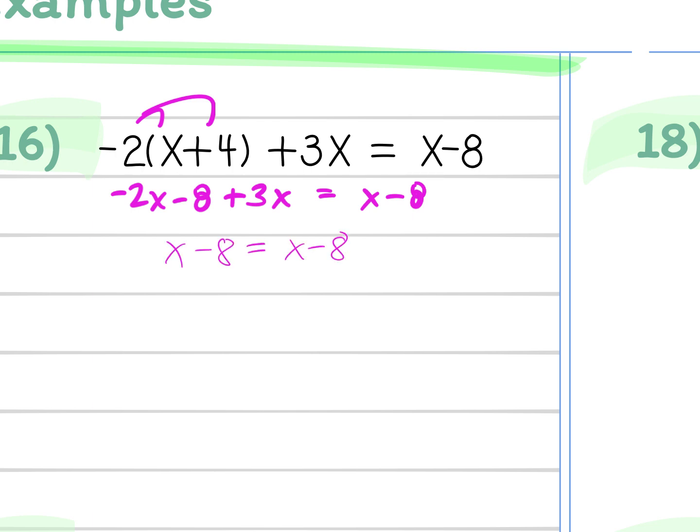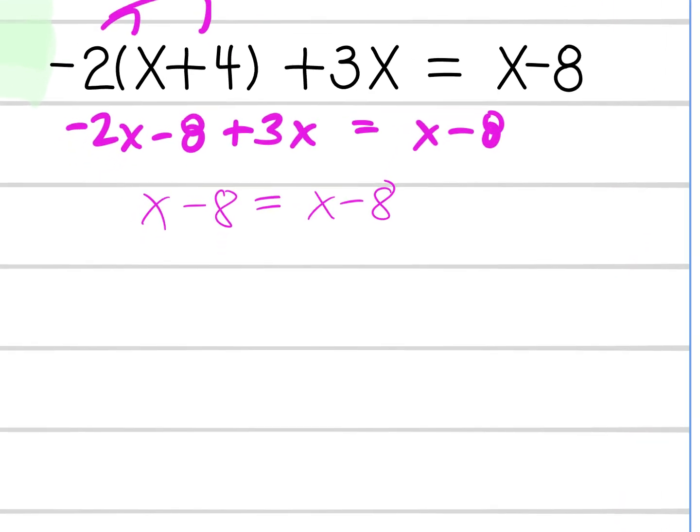Does anybody notice anything right now? If you see that here, guys, great. Good for you. If you don't, finish the problem. I want letters on one side and numbers on the other. So I'm going to subtract x from both sides, and I'm going to add 8.